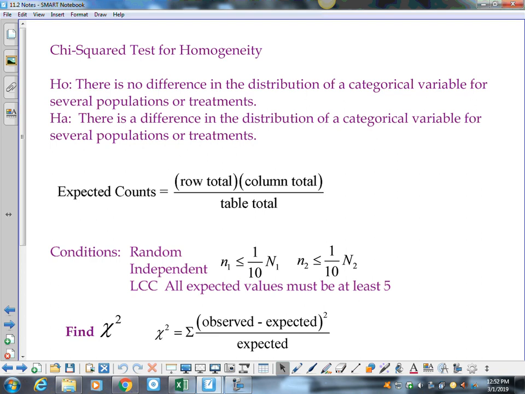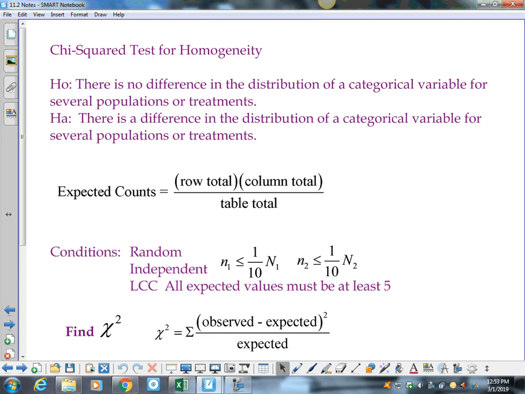We are the same. Okay. So your H sub O is going to be always that there is no difference in the distribution of a categorical variable for several populations or treatments. That will not change. You'll adapt it for your particular problem.